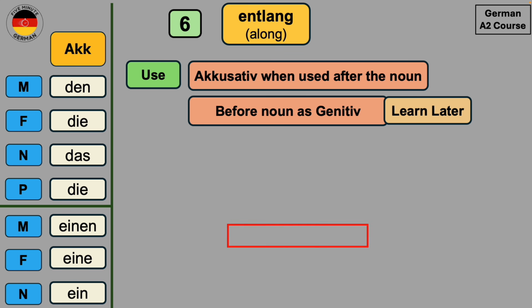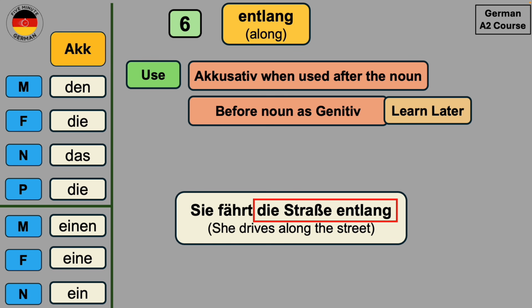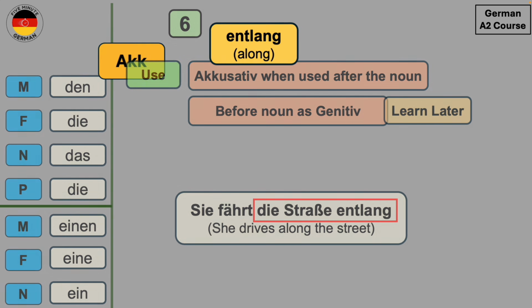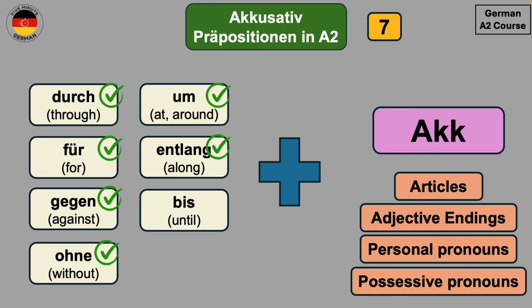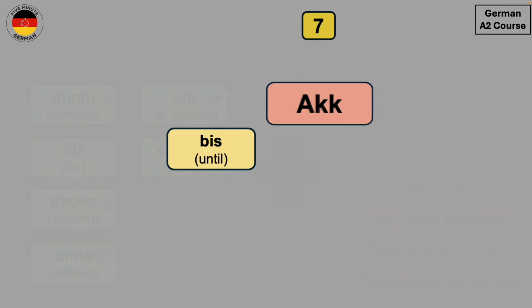Another example can be, Sie fährt die Straße entlang. She drives along the street. So if you are just going along a street, then you can use entlang. And because Straße is feminine and feminine articles don't change in accusative, that's why we have used die Straße. So this was entlang. Now let's take a look at the last preposition, which is bis.